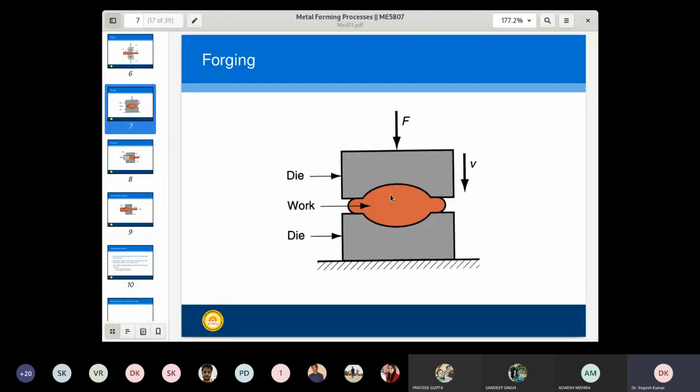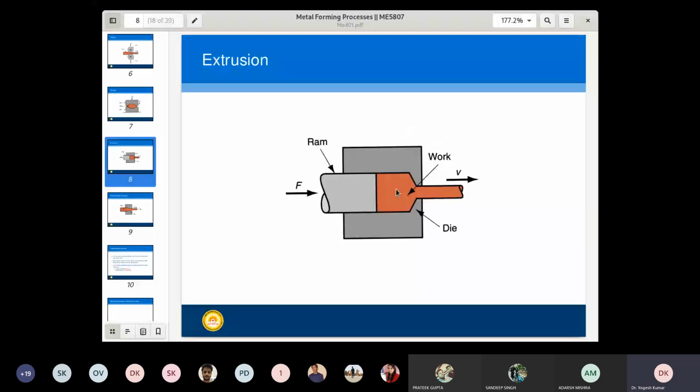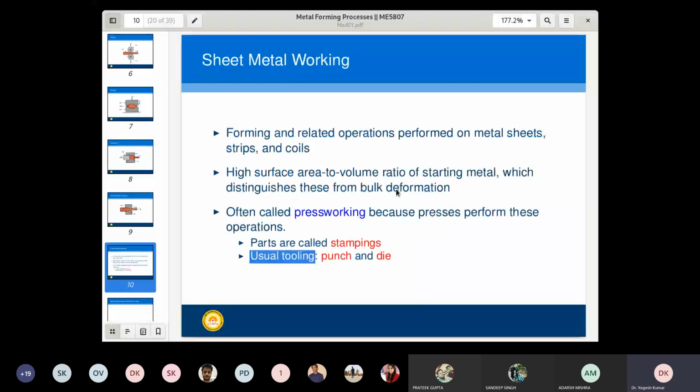Since we are applying forces, what kind of stresses will be developed in this metal workpiece? Obviously, these stresses will be compressive in nature, or compression type stresses will be developed during the manufacturing of the gear disc. So we were on material behavior.